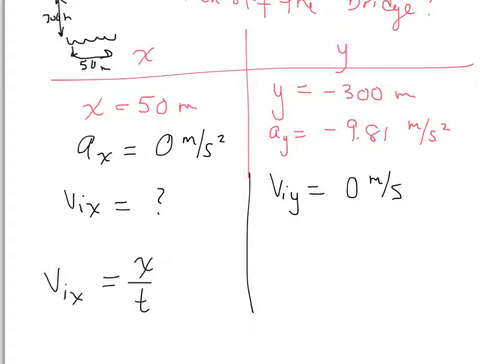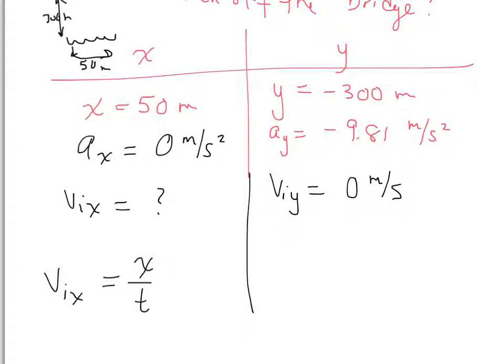But we can't do that. The bottom formula here that we're always going to use in the x direction, as we mentioned yesterday, we can't find VIX because we don't have time. We've got the displacement x, that's 50 meters, but I don't have the time. So anybody have an idea how we can maybe find the time if it's useless in the x direction? What can we try and do?